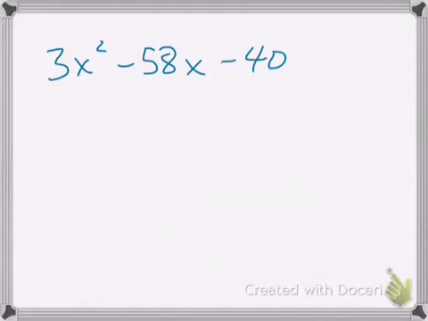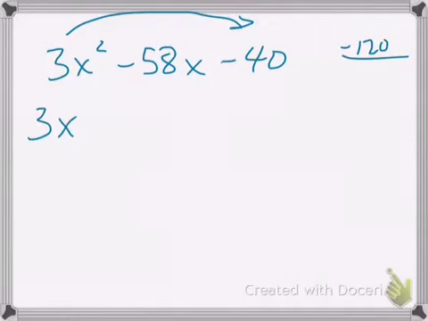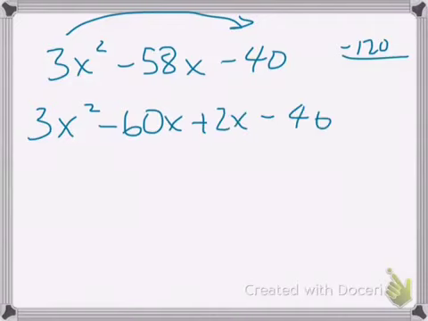It still involves 3 times negative 40 is negative 120, right? We just looked at this one a few minutes ago. What were the two factors of negative 120 that we said added up to negative 58? So negative 60x and positive 2x are going to replace the 58x. Now I have a 4-term polynomial. I'm going to factor it by grouping. What's the common factor here?